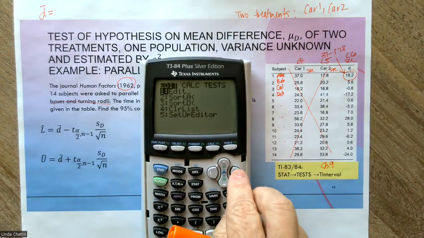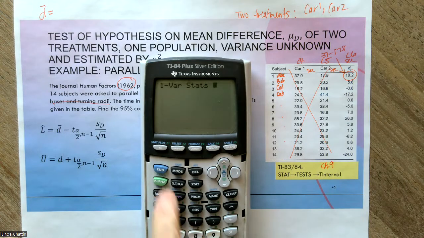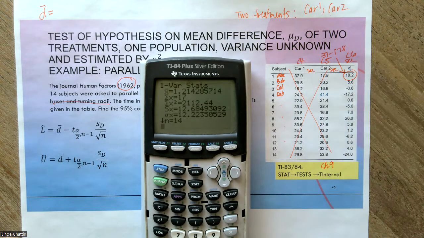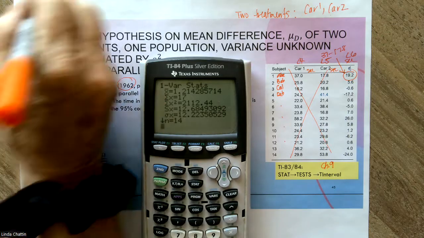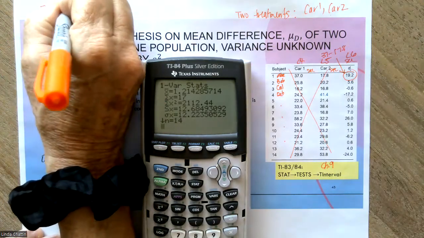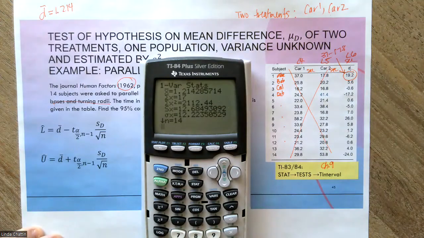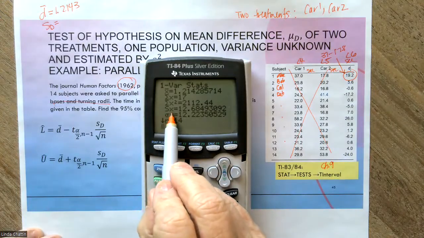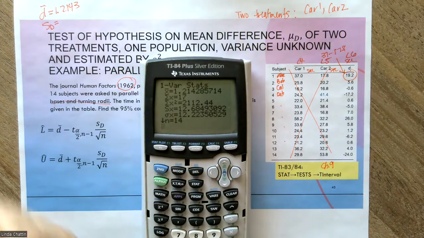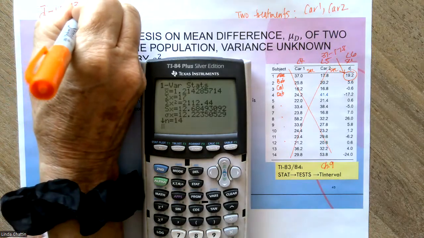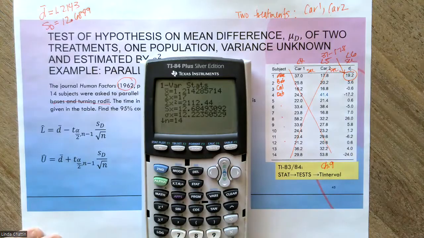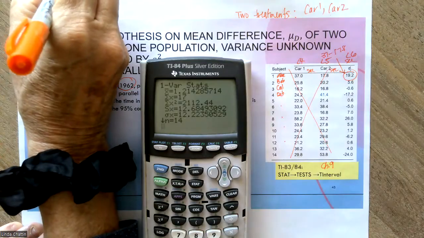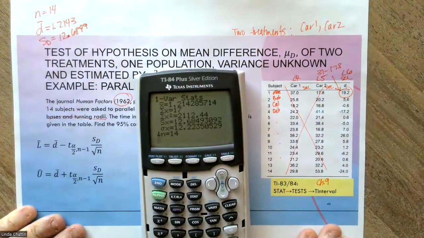So let me go to one variable statistics here, and I'm going to go one variable statistics on list 6. So second function 6. It's going to give me the average of this column here, and that is going to come up as X bar. So that's 1.2143. And my sample standard deviation of the mean difference will be read as S sub X. So that's 12.6849. And we know that my N is 14. So we've got that.